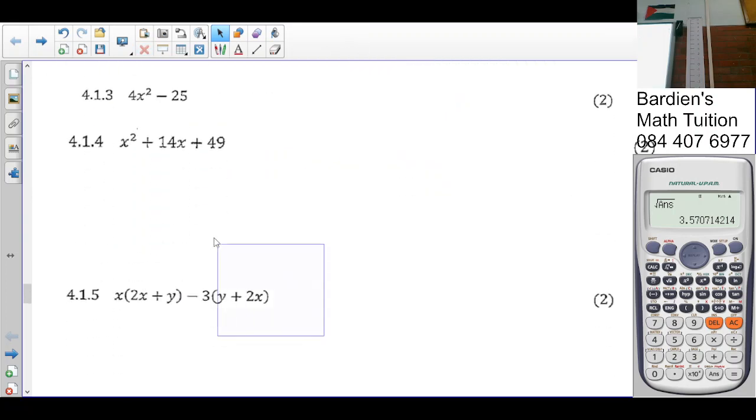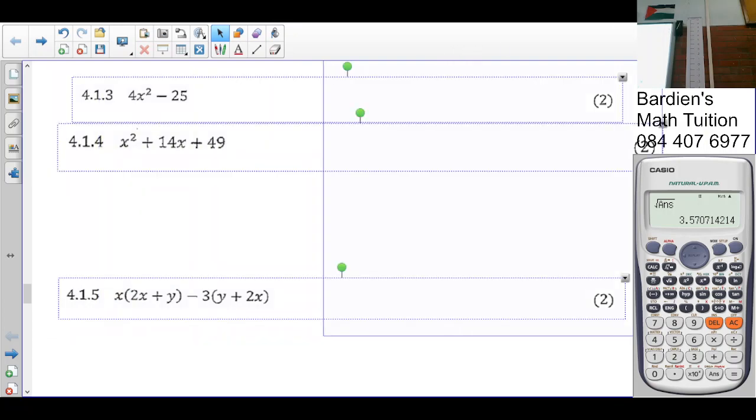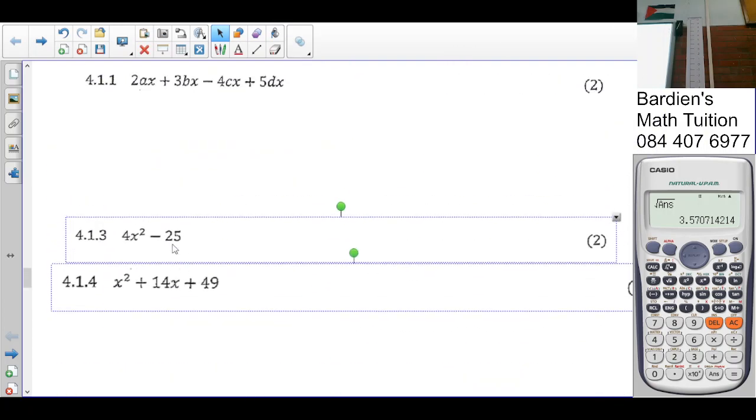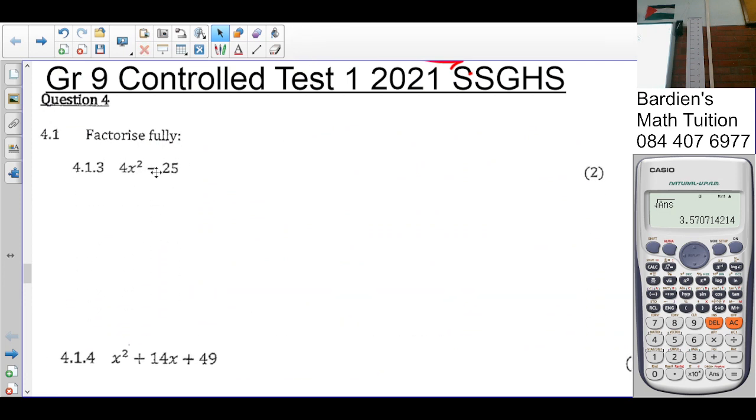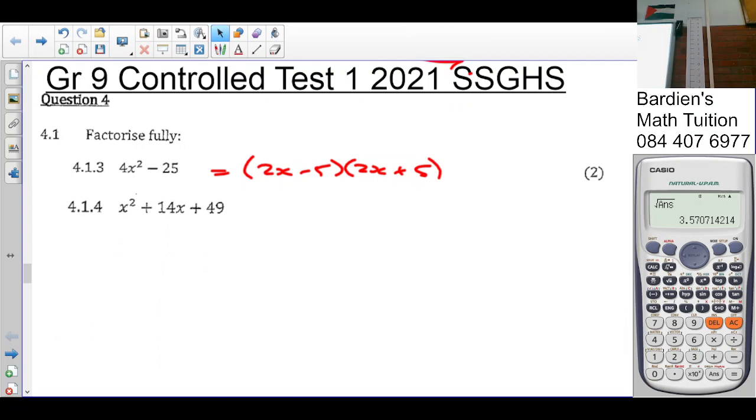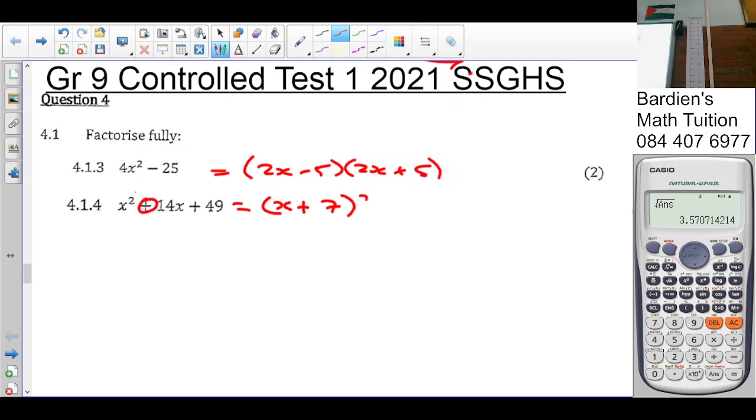Shh. Listen, you can't make a noise. Difference of 2 squares. So that will simply be 2x minus 5, 2x plus 5. The next one is a perfect square trinomial. Square root of x squared is x, square root of 49 is 7. There's a plus, so there goes plus. Check for the middle term. X times 7 times 2 is 14x. So that's in order.